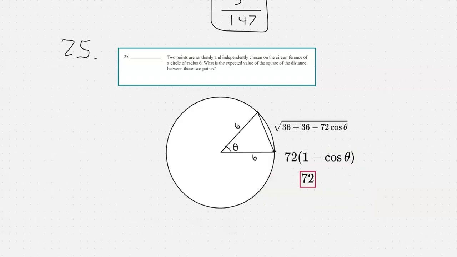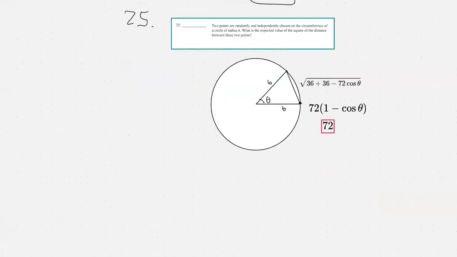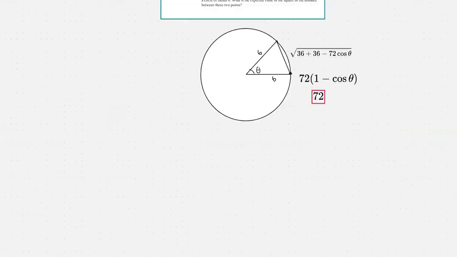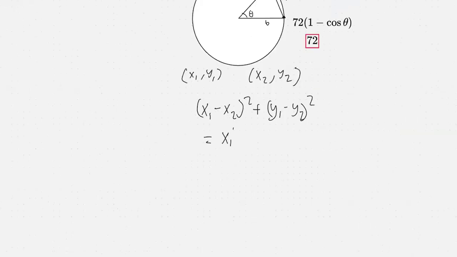And as Stefan mentioned, you can also just use coordinates. So if you say the coordinates are x1 and y1, and then x2 and y2, then the square of the distance is going to be x1 minus x2 squared plus y1 minus y2 squared. And then if you expand it, you have all the squares, and then you have this term.